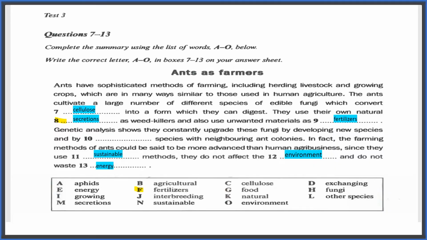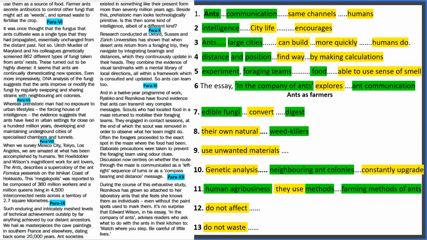Now let us go on. Let's read para 6. It was once thought that the fungus that ants cultivate was a single type that they had propagated, essentially unchanged from the distant past. Not so. Ulrich Müller of Maryland and his colleagues genetically screened 862 different types of fungi taken from ant nests. These turned out to be highly diverse. It seems that ants are continually domesticating new species.